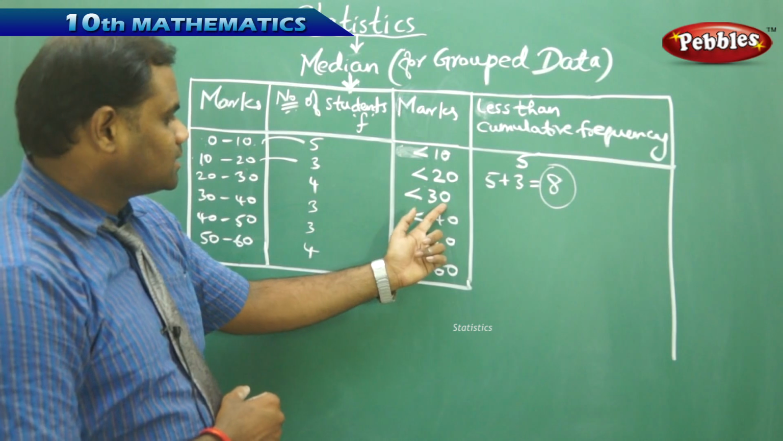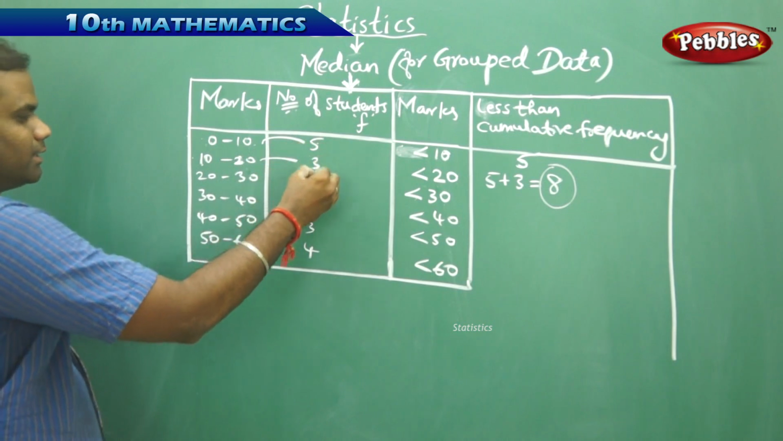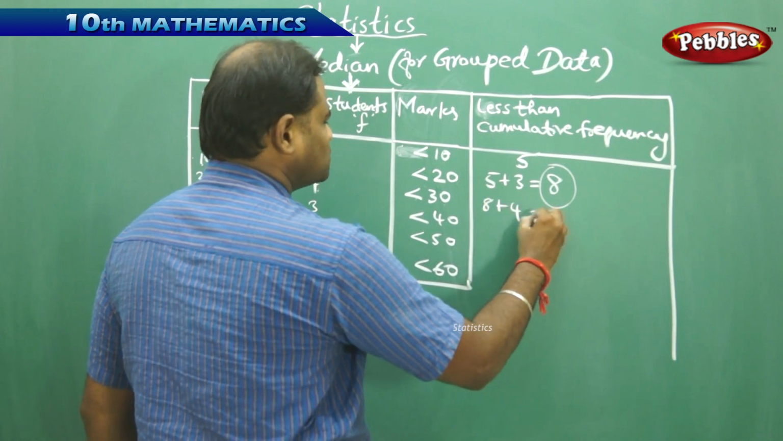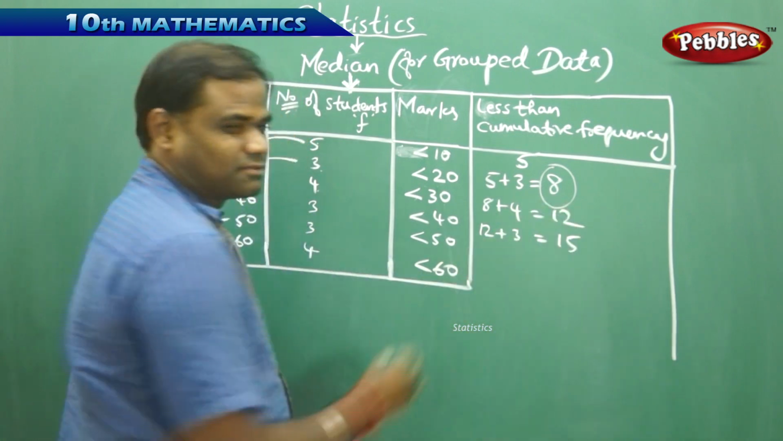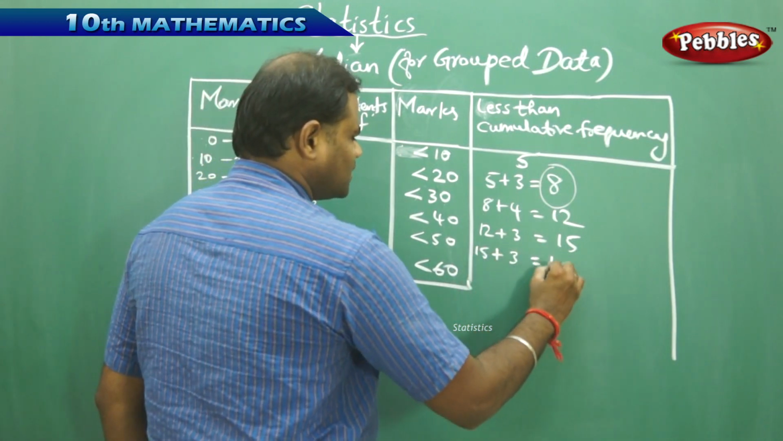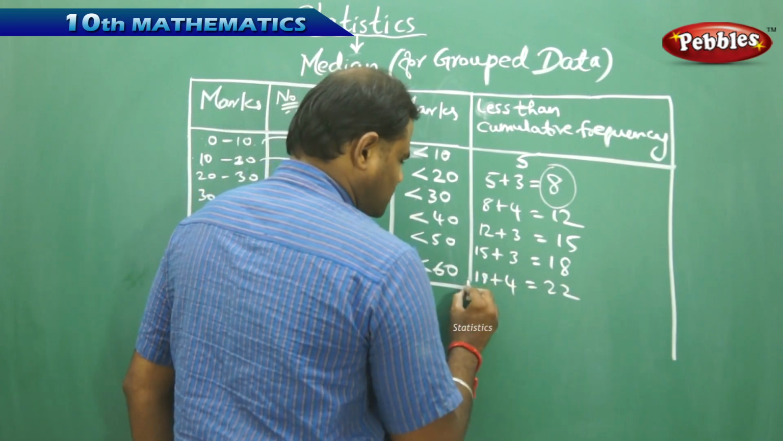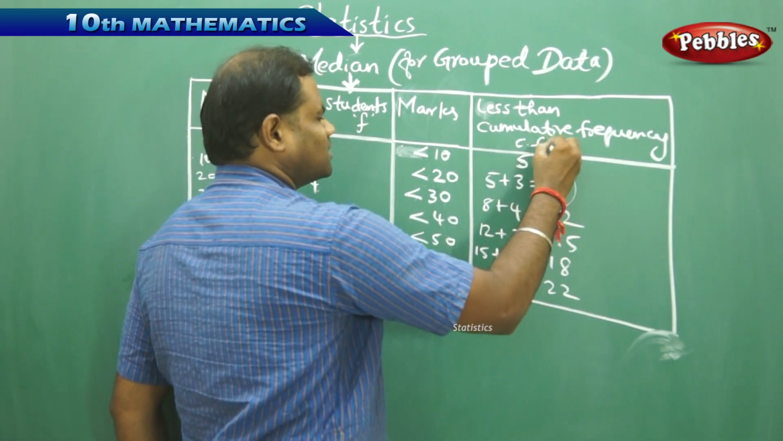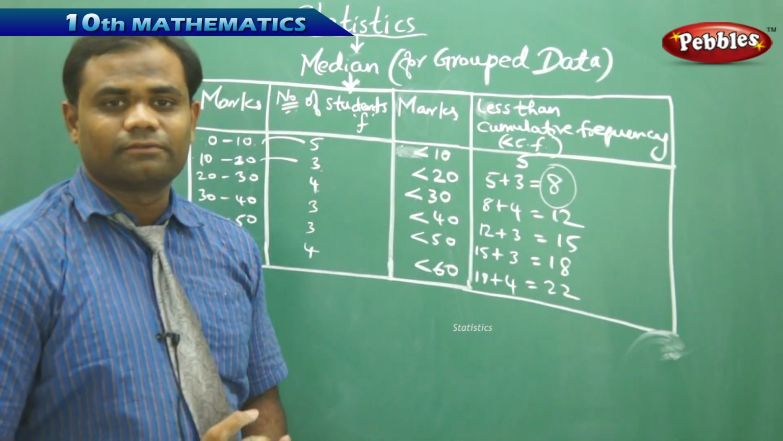Now for the marks which are less than 30, I have the marks from 0 to 10, 10 to 20 and 20 to 30. Therefore, I add each of them. So it's a stepwise adding where I get 8 plus 4, which gives me 12. In turn, 12 plus 3 gives me 15, which is how I identify the pattern. Similarly, 15 plus 3 is 18 and 18 plus 4 is 22. This is what I get as the less than cumulative frequency, denoted by the cumulative frequency of less than type.